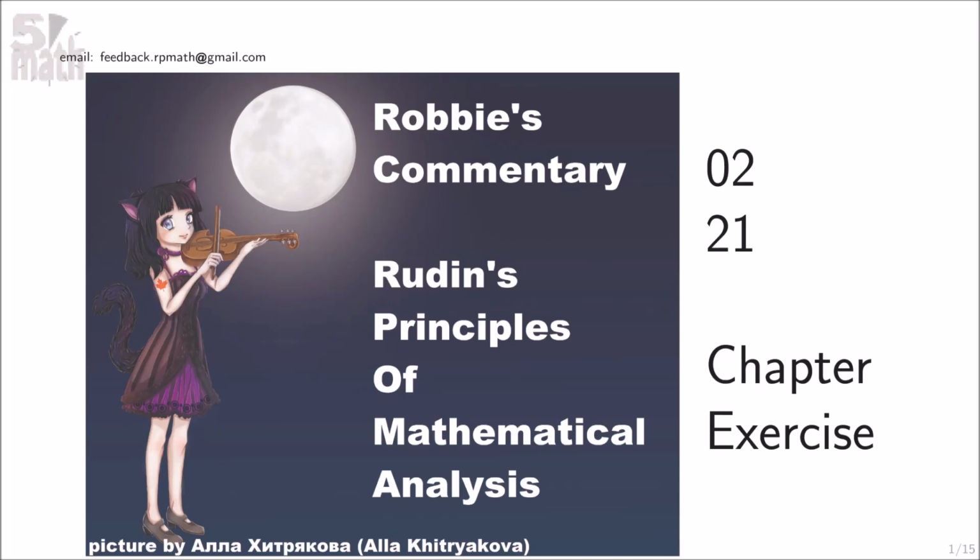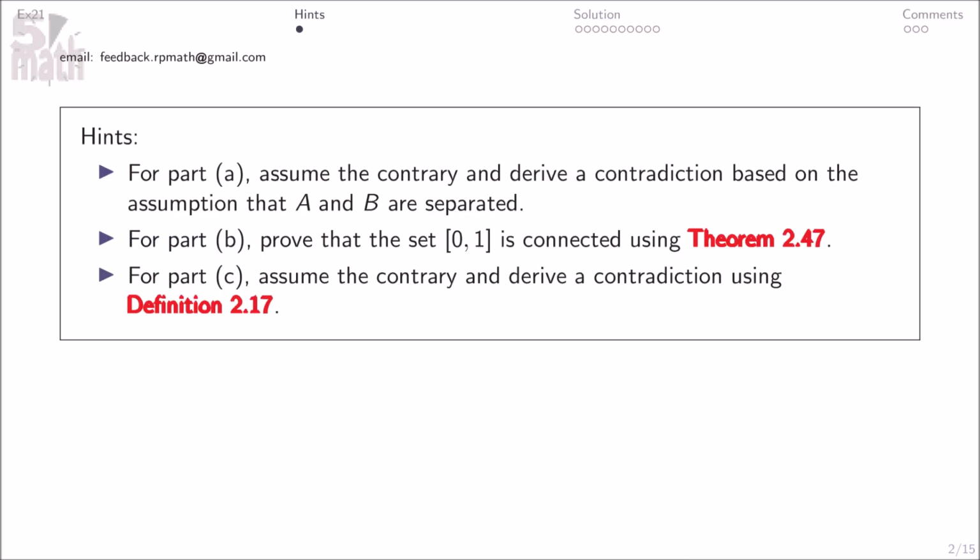Chapter 2, Exercise 21. Hints. For part A, assume the contrary and derive a contradiction based on the assumption that A and B are separated. For part B, prove that the set here is connected using theorem 247. For part C, assume the contrary and derive a contradiction using definition 217.